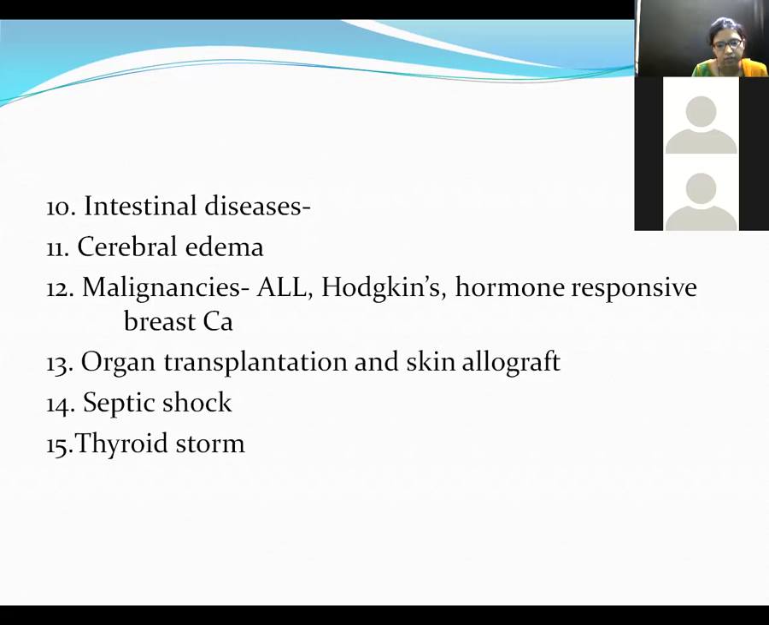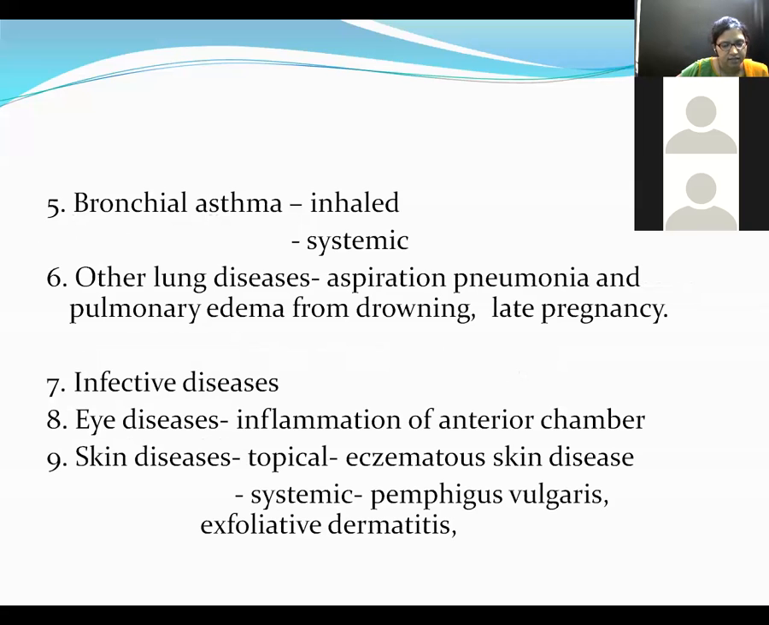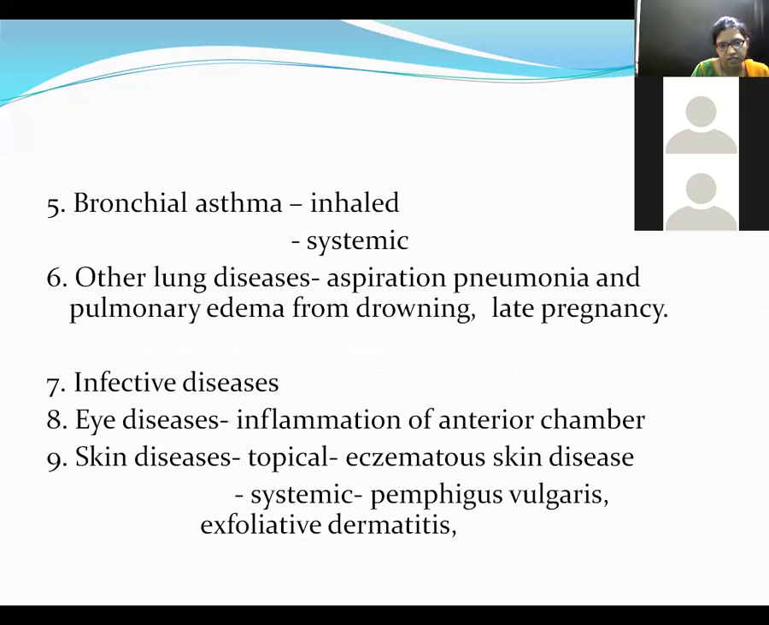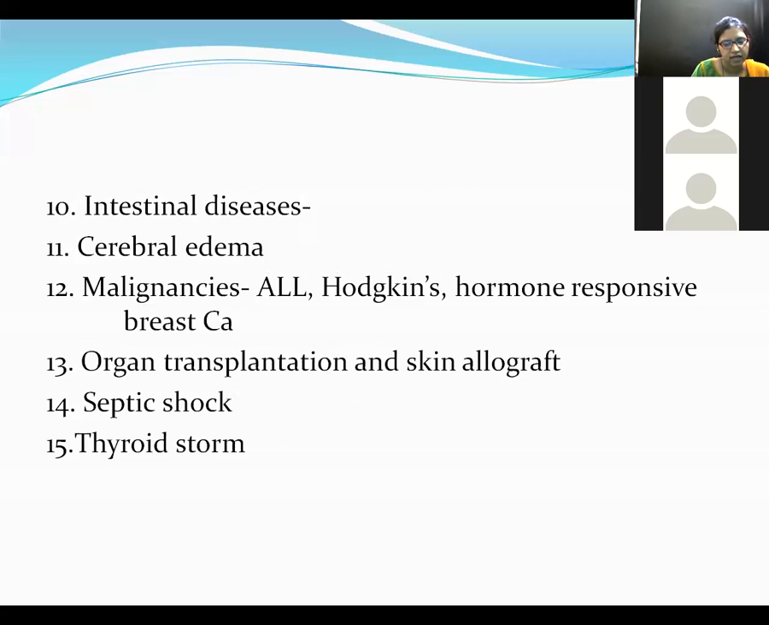And also in thyroid storm. These are some uses of glucocorticoid: septic shock, thyroid storm, malignancies, cerebral edema, intestinal diseases, skin diseases, eye diseases, infective diseases, other lung diseases, bronchial asthma, and autoimmune diseases, severe allergy, collagen diseases, and arthritis. So wherever there is a severe inflammation or allergic condition, glucocorticoids are given. In different diseases, different tissue is afflicted, so in different diseases glucocorticoids are given.